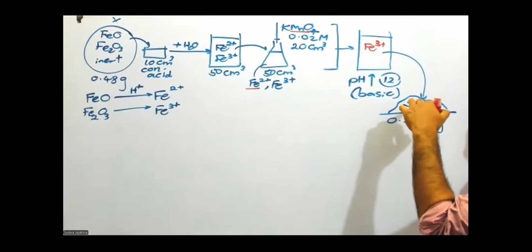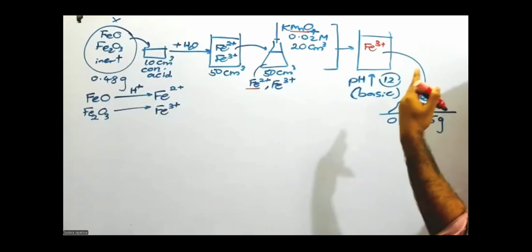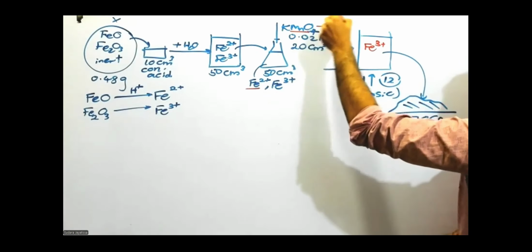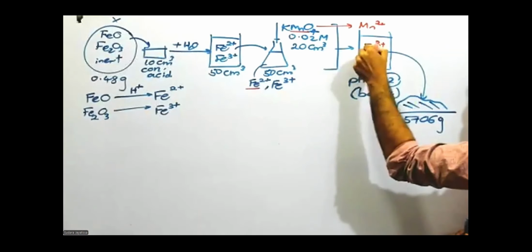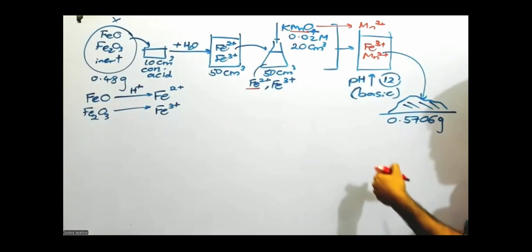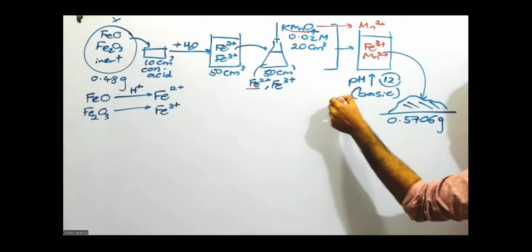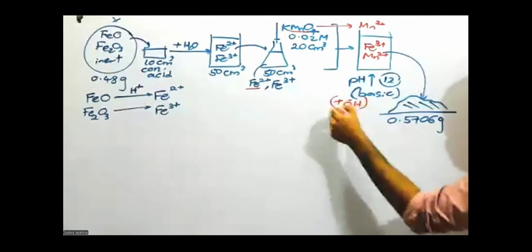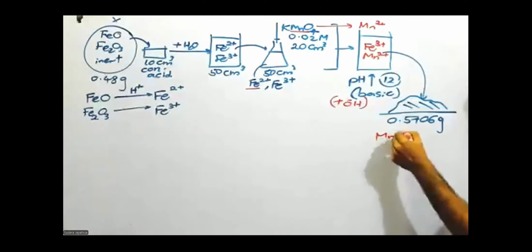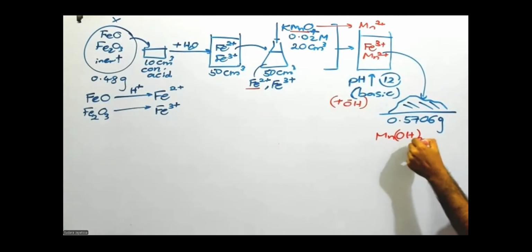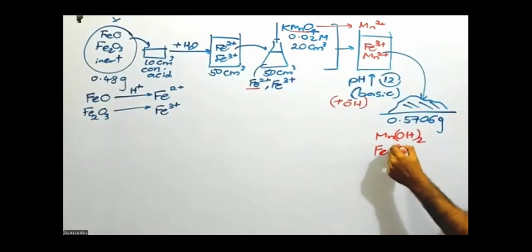And here we can't forget one thing. The important point I said is this one. KMnO4 is reduced to Mn2 plus. That Mn2 plus and Fe3 plus both are there. So when you increase the pH value, to do that, you have to add a base, no? Sodium hydroxide or something. Then both of these will be precipitated. That means manganese 2 plus will be precipitated as manganese hydroxide, and iron 3 plus will be precipitated as iron 3 hydroxide.